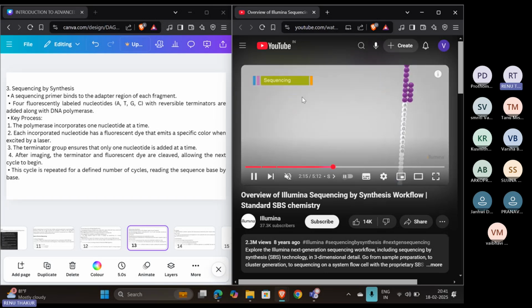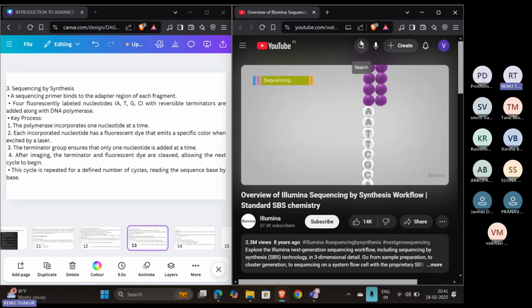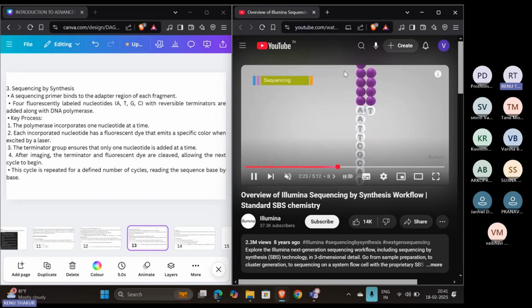So in sequencing by synthesis, a sequencing primer, this small primer, is going to bind to the adapter region of each fragment. Four fluorescently labeled nucleotides, that is A, T, G, C, with reversible terminators are added along with DNA polymerase. So to this flow cell, we are adding four fluorescently labeled nucleotides with reversible terminators. They contain reversible terminators.